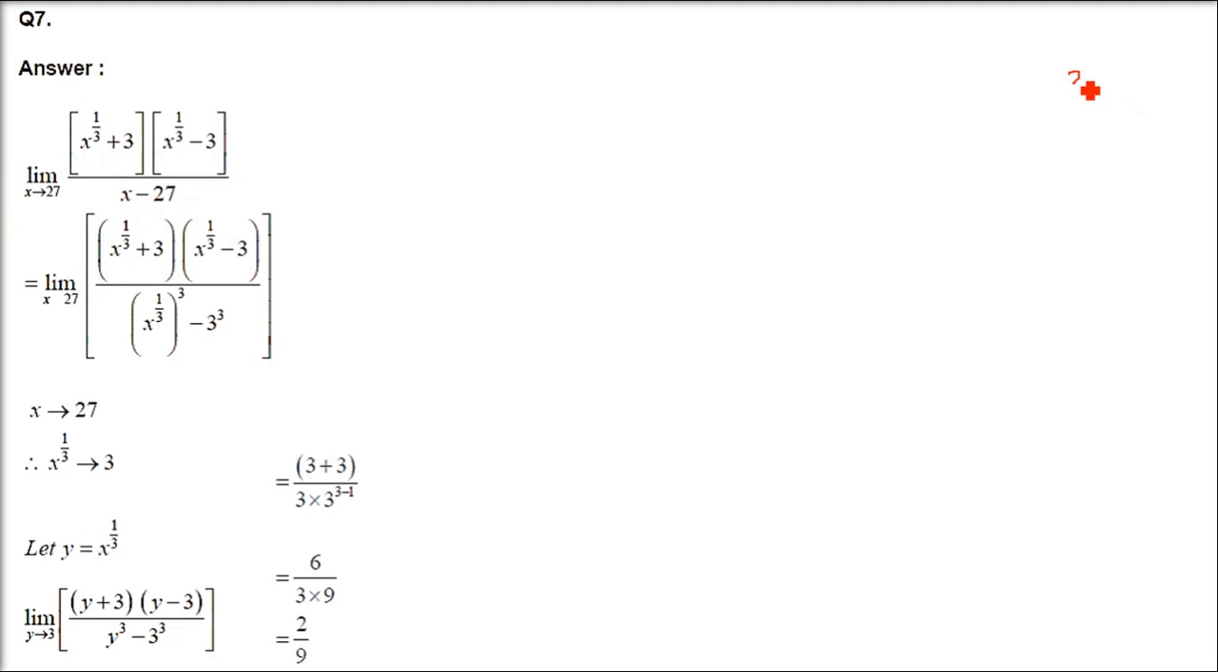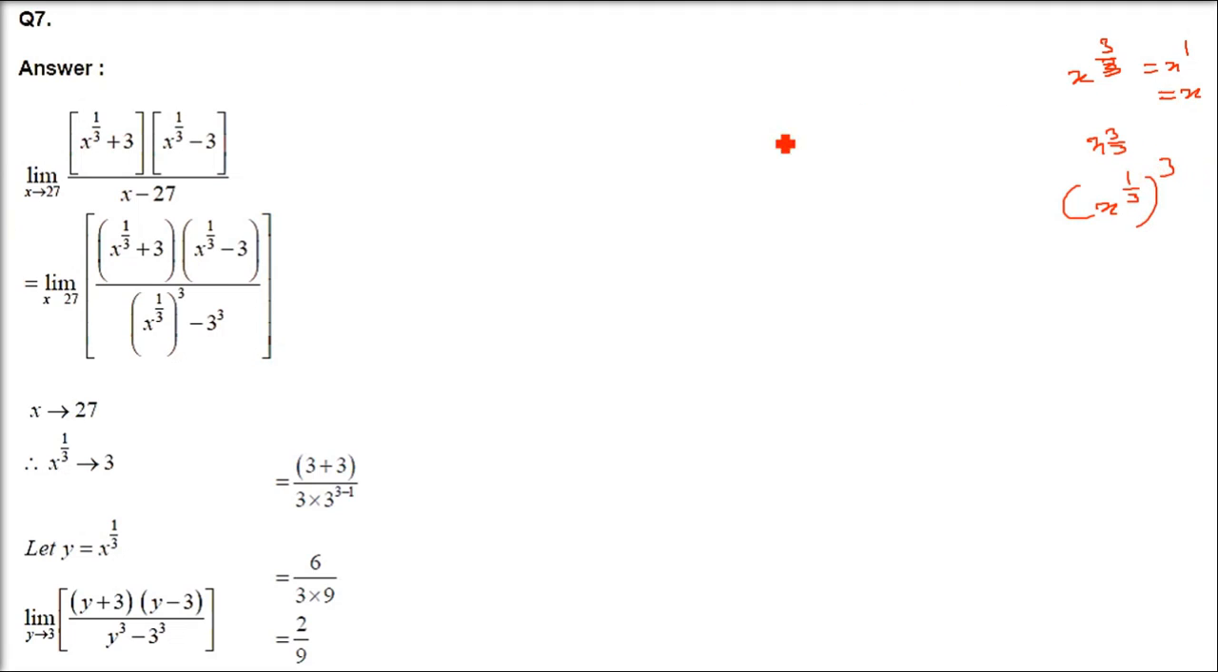First is x. I can write it as x raised to 3 by 3. It's one and the same thing. 3 cancels, so it will be x to the power 1. So x to the power 3 by 3 can be written as x to the power 1 by 3, raised to 3. It's the same. 3 into 1 by 3 is again 1. I can write it as x to the power 1 by 3, whole cubed.